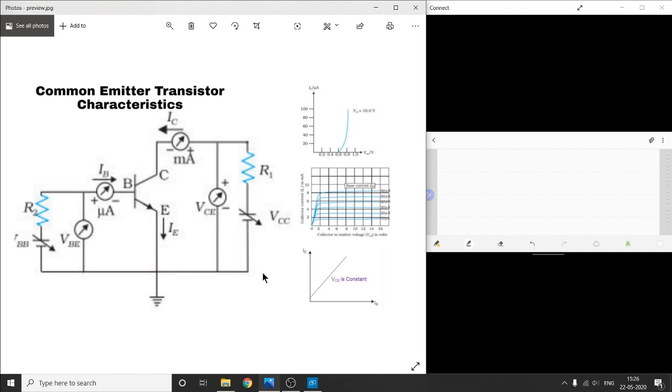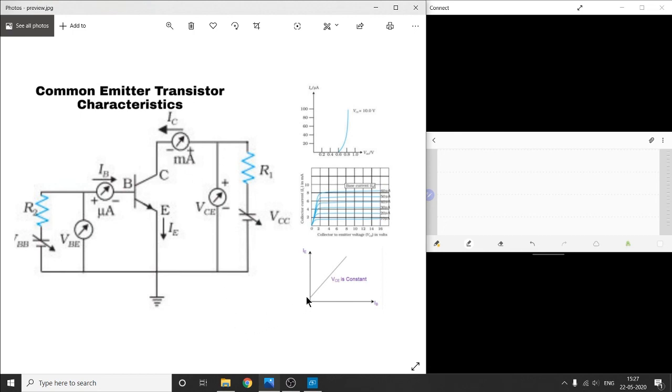Next is the third characteristics of the common emitter transistor. You have to keep the VCE constant. VCE means voltage between collector and emitter. This one. We put the value of VCE constant and change the value from resistor R2. There will be change in IB. Note the corresponding change in IC. Again change the value of IB and note the value of IC.